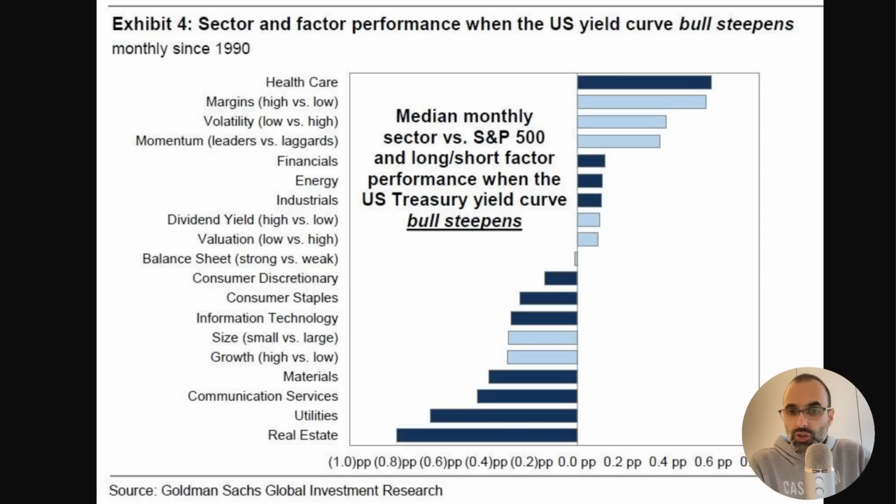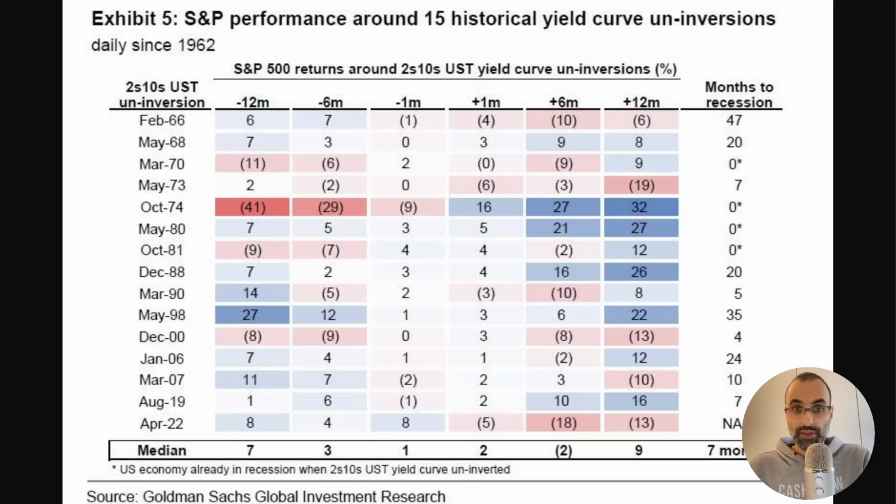Healthcare usually does well, all right? You could see that. At the bottom of the list: real estate, utilities, communication services, materials. So I'm just trying to show you what could happen based on what we have seen before. That's all. I'm going to move on. If you want to take a screenshot of that, all links are in the description at the bottom where it says sources.